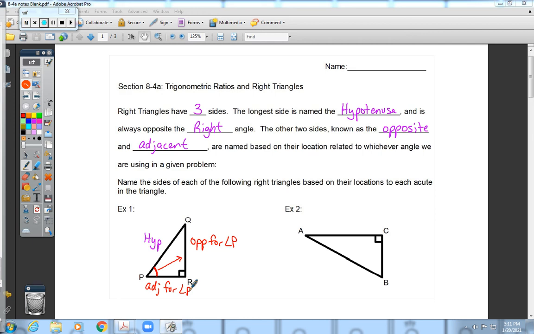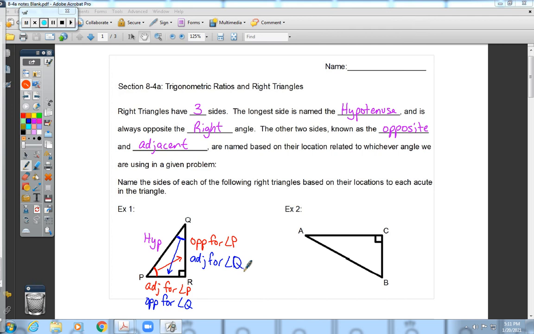On the surface, that's not a very difficult idea. The difficulty comes in when we talk about, well, those are the names specifically for when we're dealing with angle P. If we are turning our attention from angle P to angle Q, now the opposite side is PR. And the adjacent side is now QR.